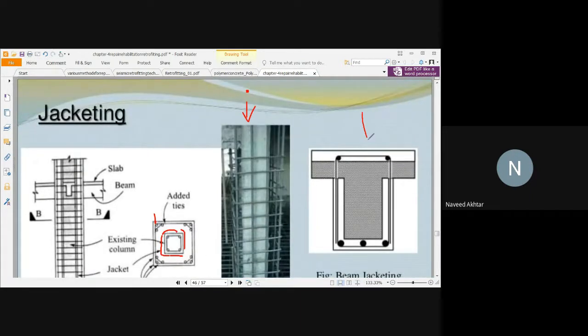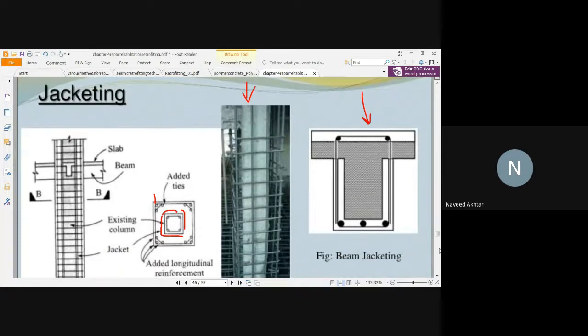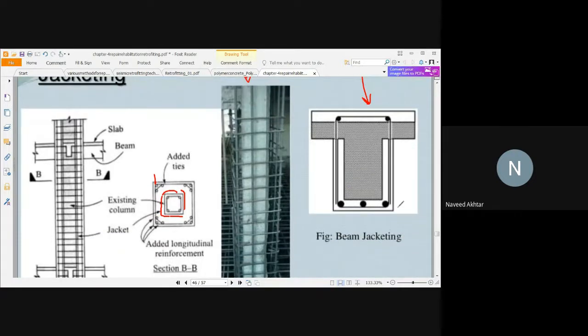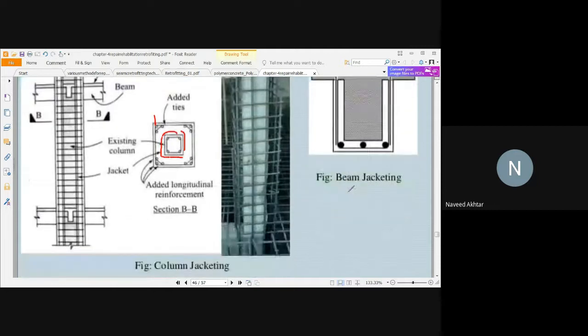Here also you can see the jacketing of the beam. The width and depth of the beam is increased, providing additional reinforcement from the top and the bottom. You can see how the tie is done in the beam jacketing. So these are different methods we can apply for the repair.